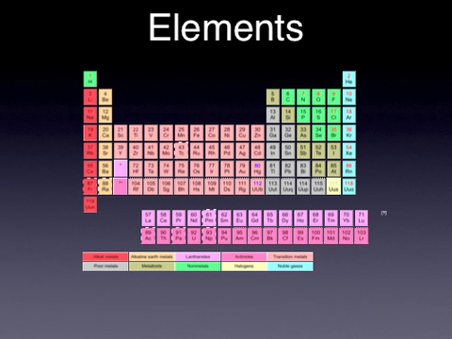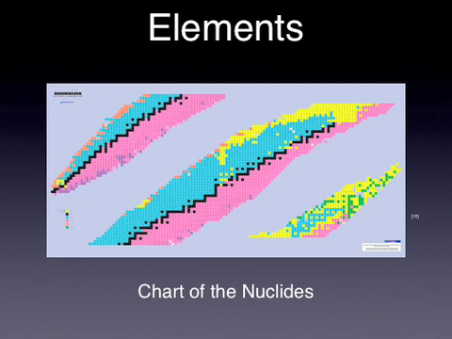Each of these elements has a symbol composed of letters taken from the name, sometimes the Latin or German name of the element. For example, hydrogen is represented by H, oxygen by O, iron by Fe, uranium by U. A list of the elements known to us is in the chart of the nuclides. The chart lists different properties of the elements that we will discuss later.